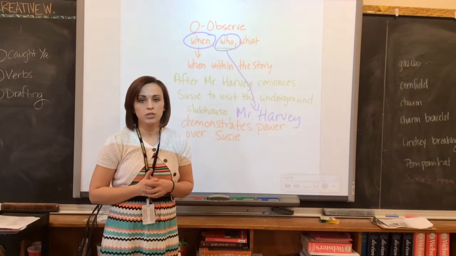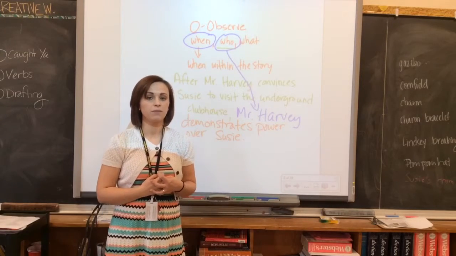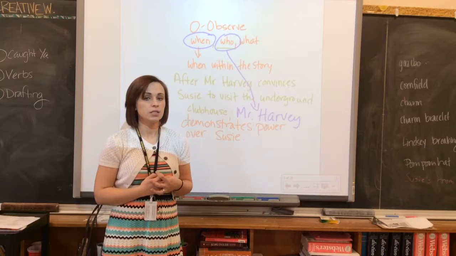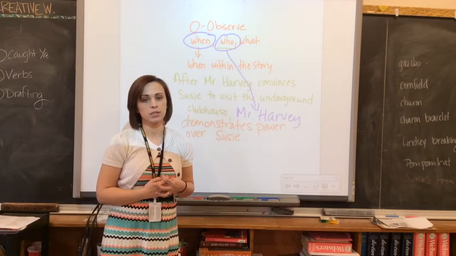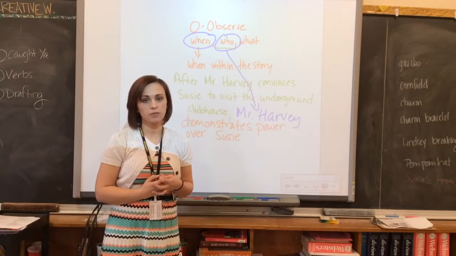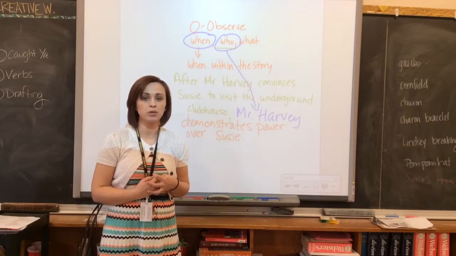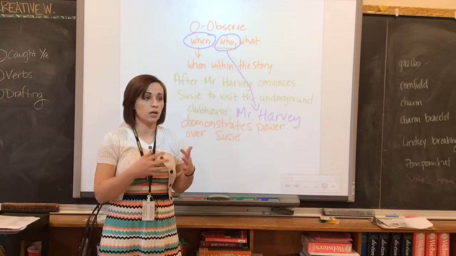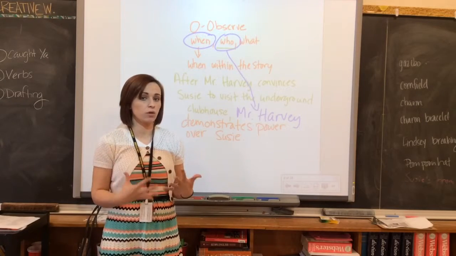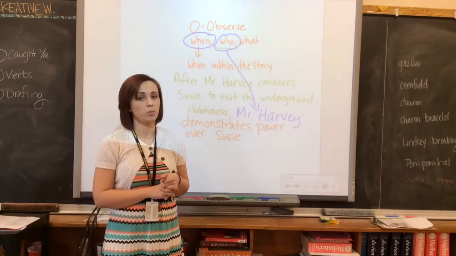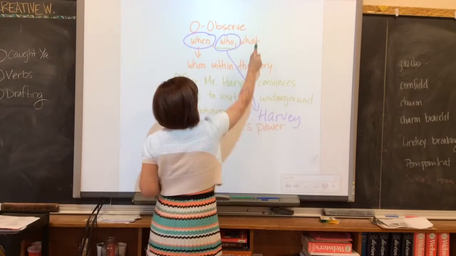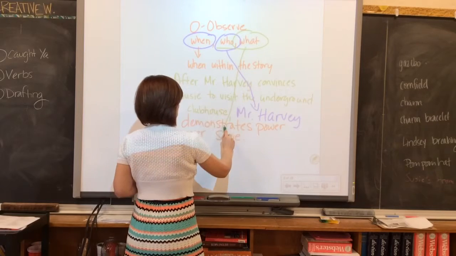To say that he demonstrates his power over Susie is very, very important, because this is the point in which I'm trying to add some analysis to the piece of textual evidence that I've chosen. I'm trying to really decipher, why is the cornfield important to the story? And it's because this is where Susie dies, where she loses all of the power within her life. And that is why the observed sentence is so important. So the last thing that we add is the what. And it goes right here.